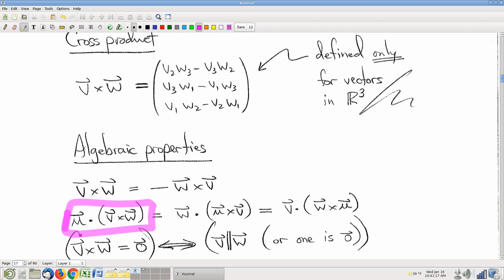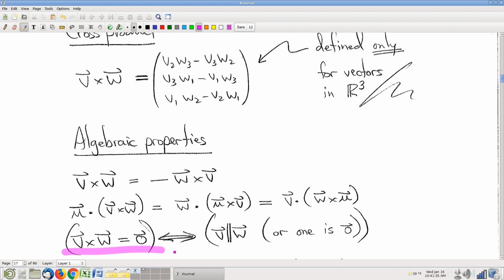The triple product construction takes the 6 different orderings of these 3 vectors and breaks them into 2 sets, equal within each of these sets, but that are negatives of each other. Lastly, if a cross product is equal to 0, then there's this geometric consequence that the vectors are parallel, or one of them is the 0 vector. That one's not particularly reminiscent of any algebraic properties we've seen before.